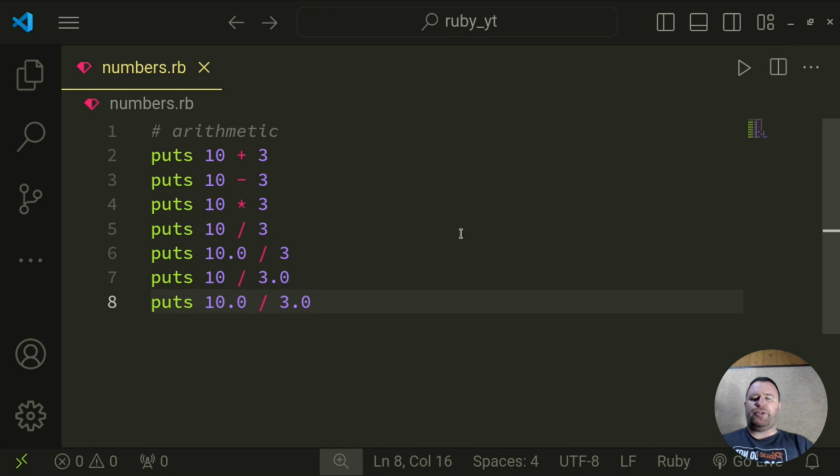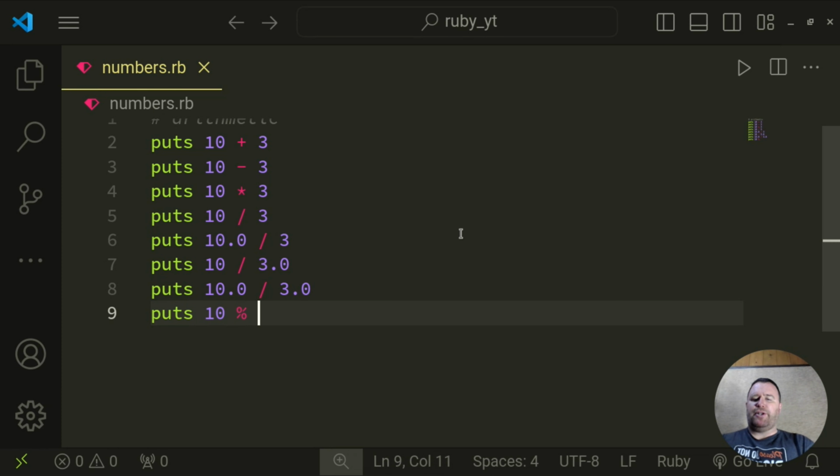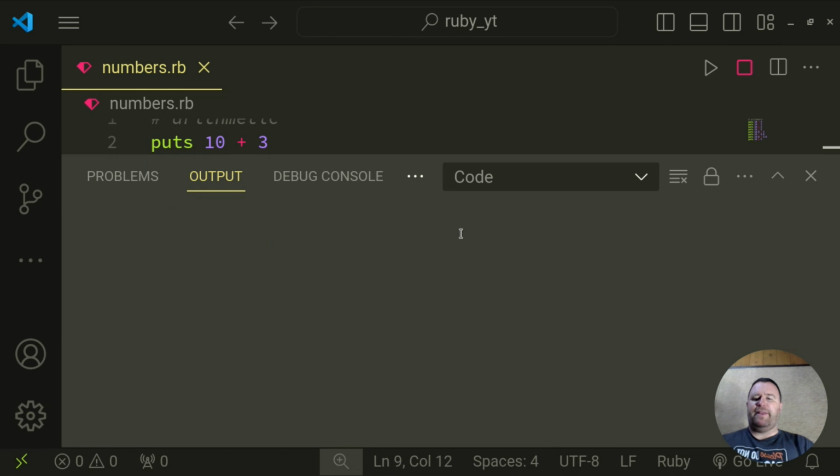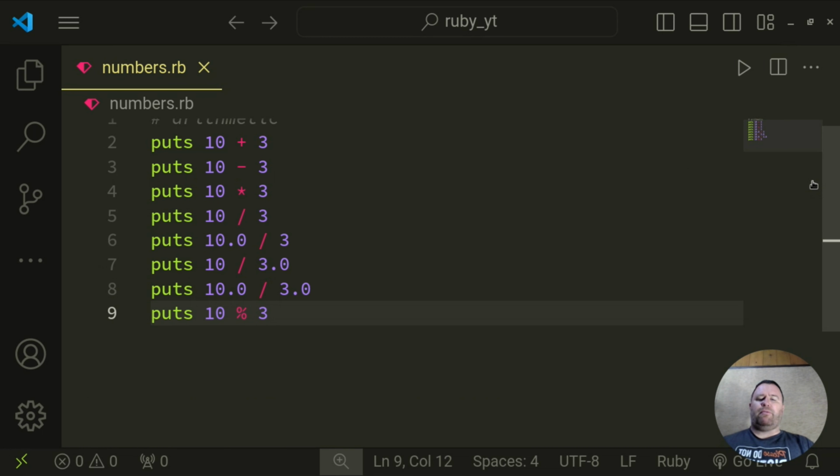Okay, we can also do the modulo operator in Ruby, so 10 modulo 3, and if I run that, I get 1. Why do I get 1? Well, 3 goes into 10 3 times with a remainder of 1. So the modulo operator is giving me the remainder.